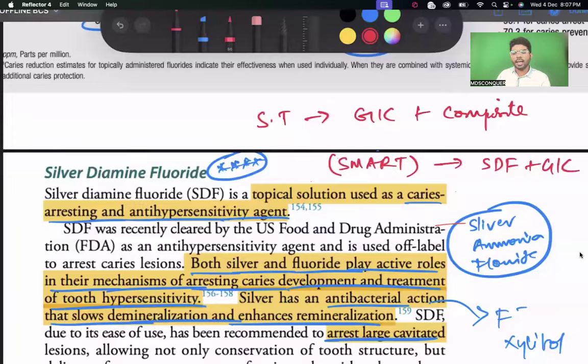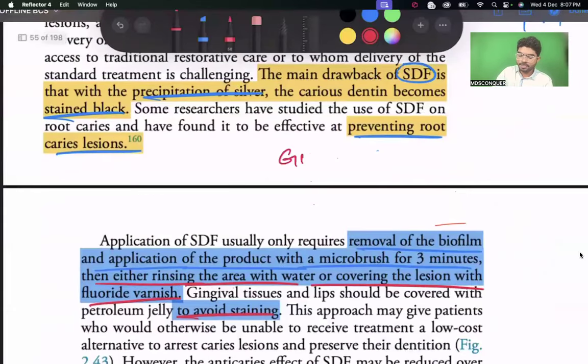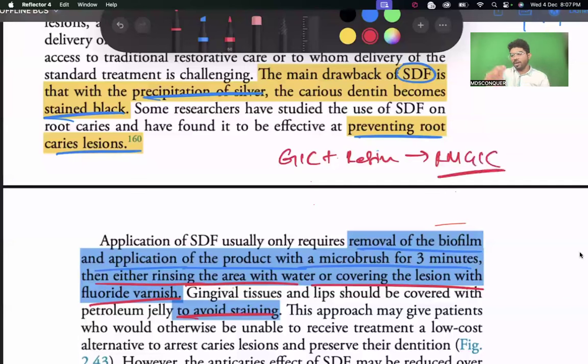Type 2 GIC and amalgam is called as miracle mix. GIC plus resin is called as modified GIC, resin modified GIC. Okay, we'll discuss all those things. So it is resin modified GIC.